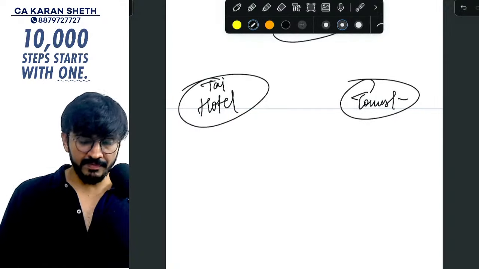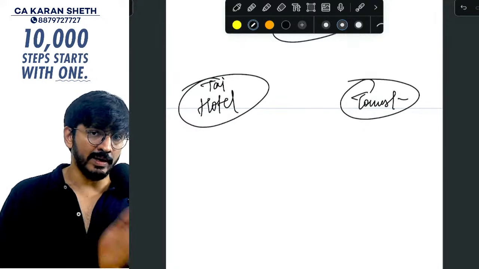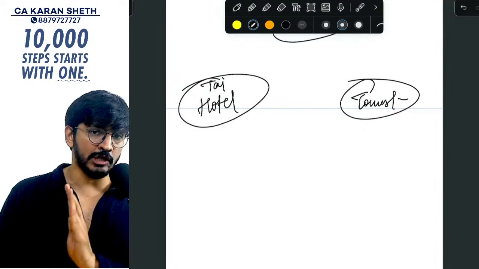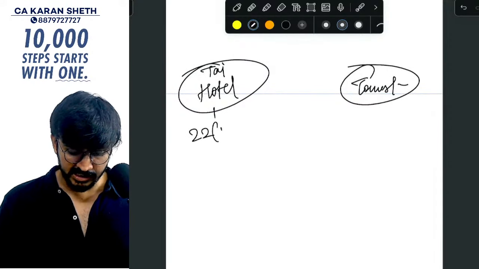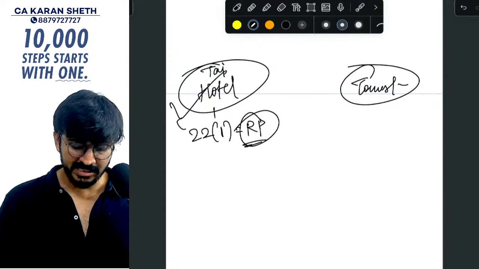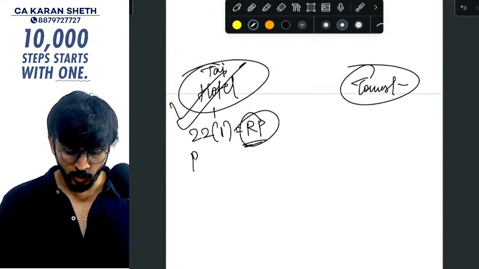Absolutely. In that case, obviously, do you think 20 lakhs must have been exceeded with respect to the Taj Hotel? And the answer is yes. If it is already a registered person under Section 22 subsection 1, then definitely in that case you will ask the Taj Hotel only to pay tax. Why go ahead in life?